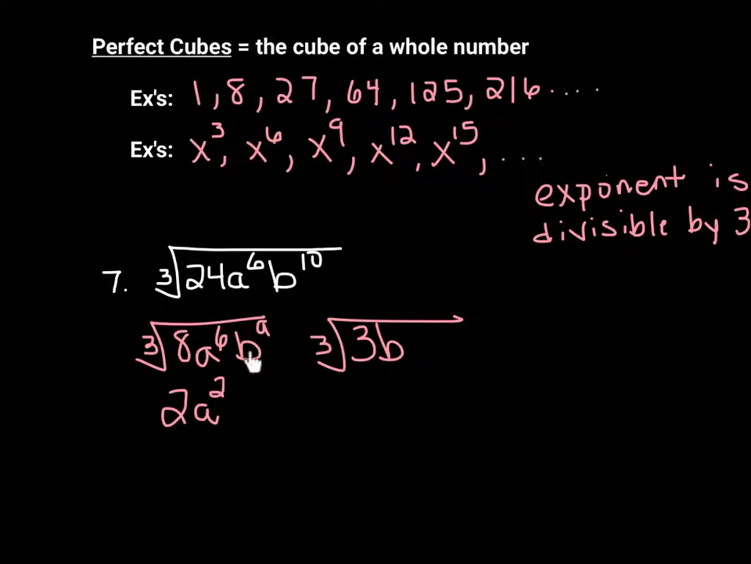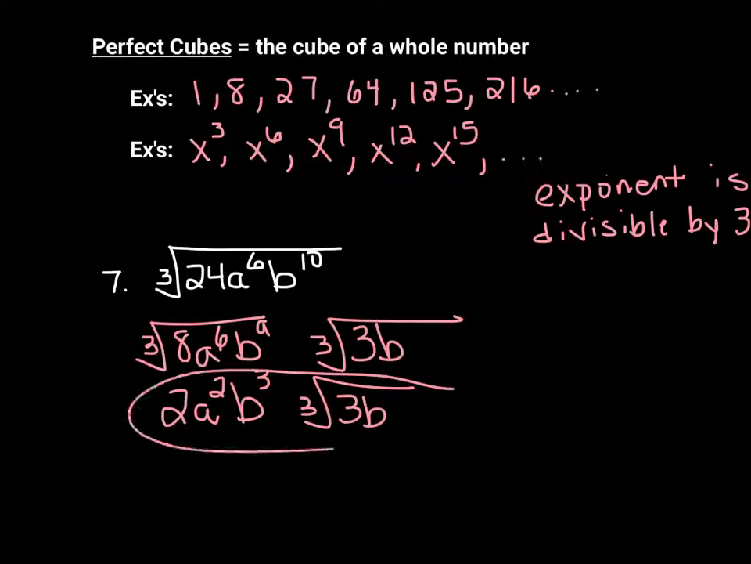So if we do this again, if we have b to the 9th, if we want to take the cube root of b to the 9th, we can write b, and then we'll do power divided by root. So 9 divided by 3 is 3, so that'll give us b cubed. And then you're just going to bring down the leftover radical. So this would be the answer for number 7.